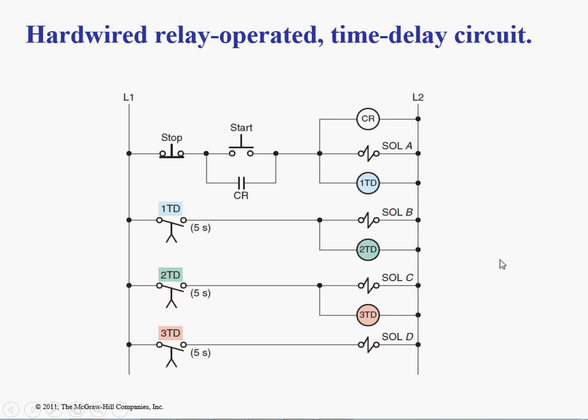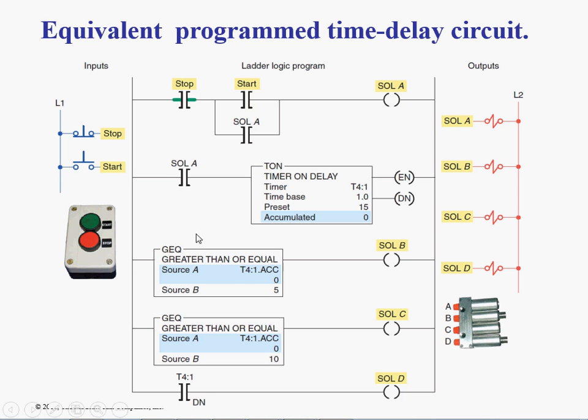Here's some data manipulation programs. Here we're comparing the accumulated value. I told you we could do things. So if the solenoid A is on, we start a timer for 15 seconds. When it gets to 5 seconds, we fire solenoid B. When it gets to 10 seconds, we fire solenoid C. And then once the timer is done, we fire solenoid D. Does everybody see that? You could have done it with cascading timers also.